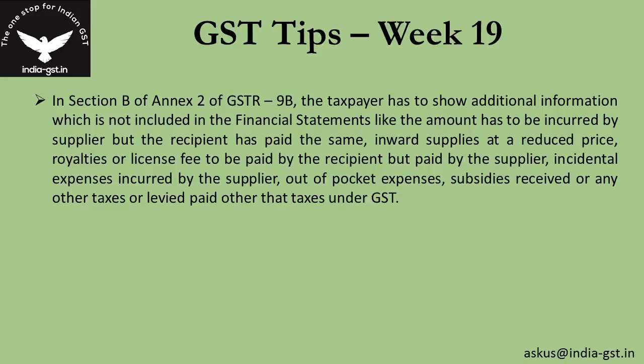In Section B of Annexure 2 of GSTR-9B, the taxpayer has to show additional information which is not included in the financial statements, like the amount that has to be incurred by the supplier but the recipient has paid the same, inward supplies at a reduced price, royalties or license fee to be paid by the recipient but paid by the supplier, incidental expenses incurred by the supplier, out-of-pocket expenses, subsidies received, or any other taxes or levies paid other than taxes under GST.